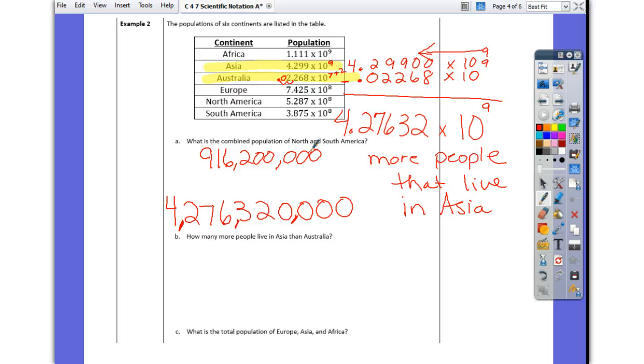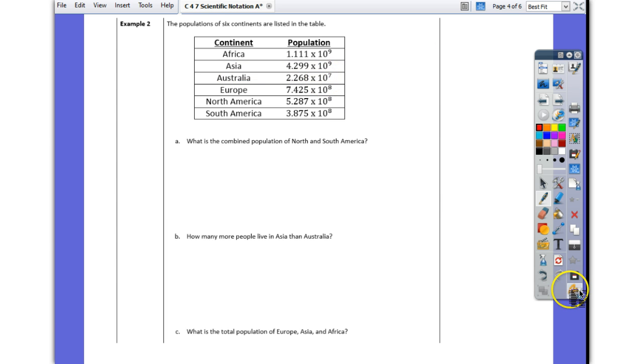Does Australia have a lot of people? Australia? Probably not. Well, let's find this out. Let's make Australia into a standard number. Australia, move it to the right 7 places, so 1, 2, 3, 4, 5, 6, 7. 1, 2, 3, comma, 1, 2, 3, comma. How many people approximately in Australia? 22,680,000. All right, and then the final question, C.